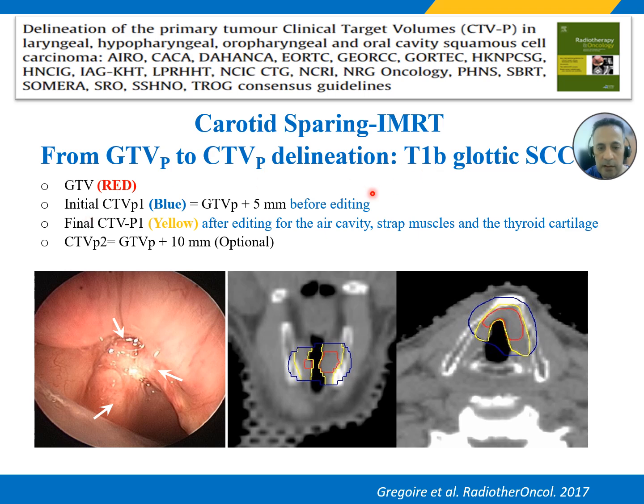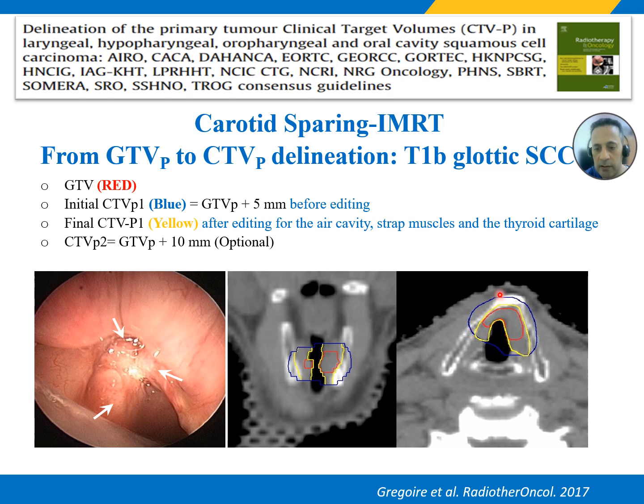In early stage T1 glottic cancer, it's optional to define only 1 or 2 clinical target volumes. If you decide to define only 1 clinical target volume, then it's your high-risk clinical target volume. And according to this nomenclature, it's CTV-B1 representing in a blue line. As you can see, the blue line is created by expansion of the GTV in red by 5 mm margin.